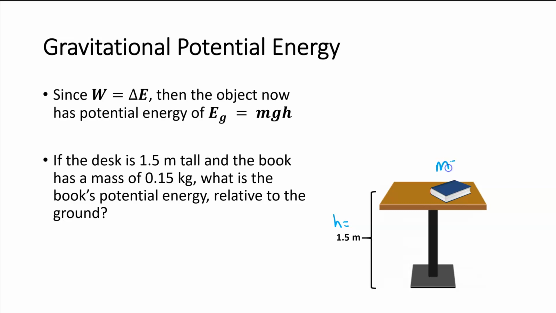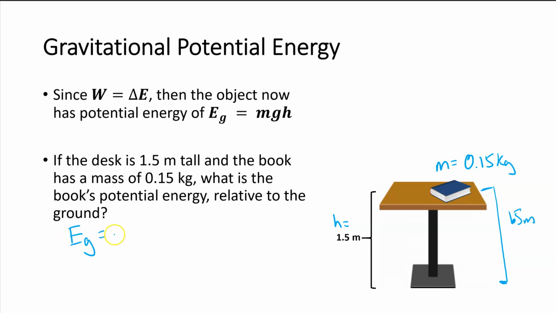And let's say that book has a mass of 0.15 kilograms. What then would the book's potential energy be relative to the ground? So you're looking from the height of the desk all the way to the ground, which again was the height of 1.5 meters. We have a formula for potential energy.